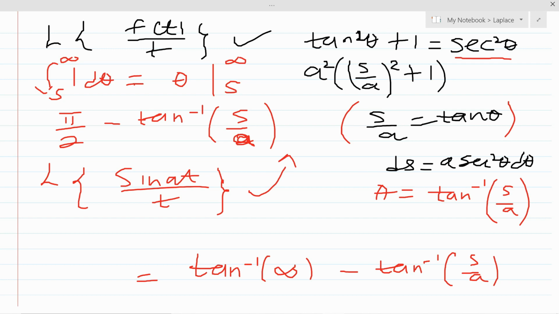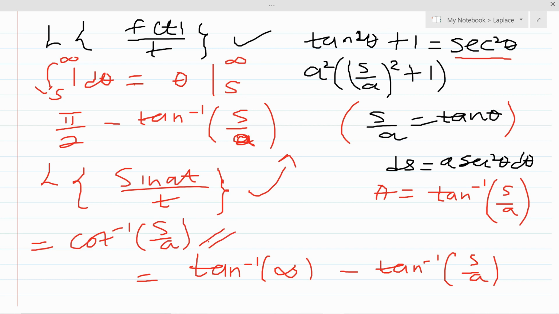Or you can also say that this is 90 degrees minus tan inverse of s over a. So tan is actually in relation with cot. They are just separated by 90 degrees, that is pi on 2. If I get 90 degrees minus tan, I'll get cot, and 90 degrees minus cot will also give me tan. So pi on 2, which is 90 degrees, minus tan inverse of s over a can also give me cot inverse of s over a. If you see this in some books, they are right.